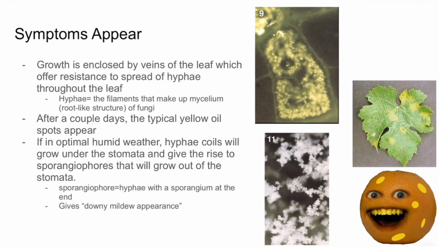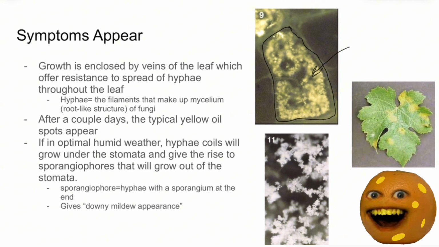And now, once it's in the leaf, the symptoms are going to start beginning to appear. Growth of the Plasmopara viticola is going to occur, but it's going to get enclosed by the veins of the leaf, as you can see here. And inside this yellow area is the hyphae, which are the filaments that make up the mycelium of the fungus, which is the Plasmopara viticola.